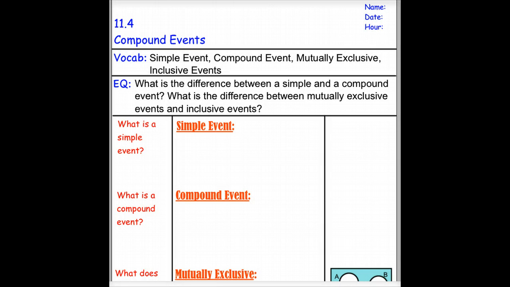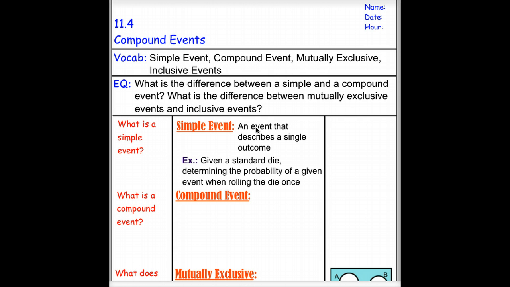Our probability unit deals with finding probabilities of compound events. But before we get started working with compound events, we want to refresh our memory on what a simple event is. A simple event is an event that describes one single outcome. For example, if you have a standard die and you want to determine the probability of a given event when rolling the die, that's a simple event.